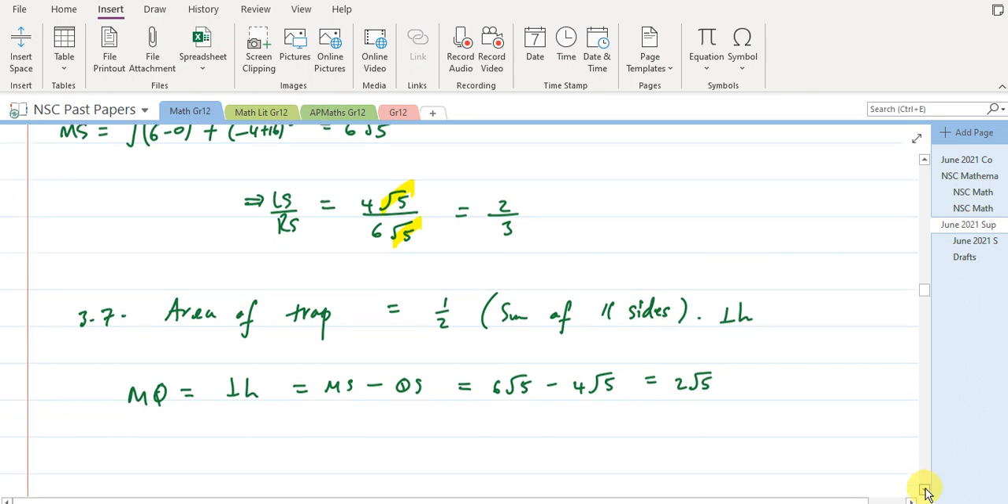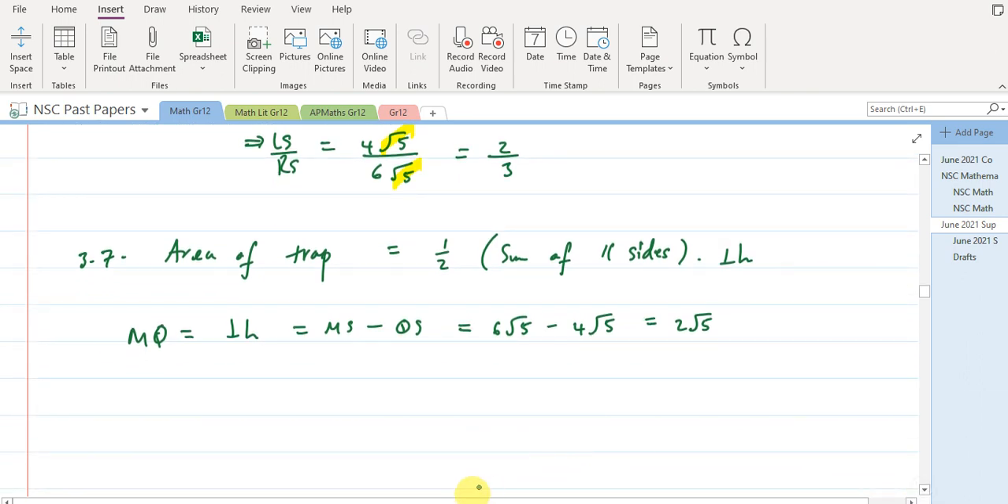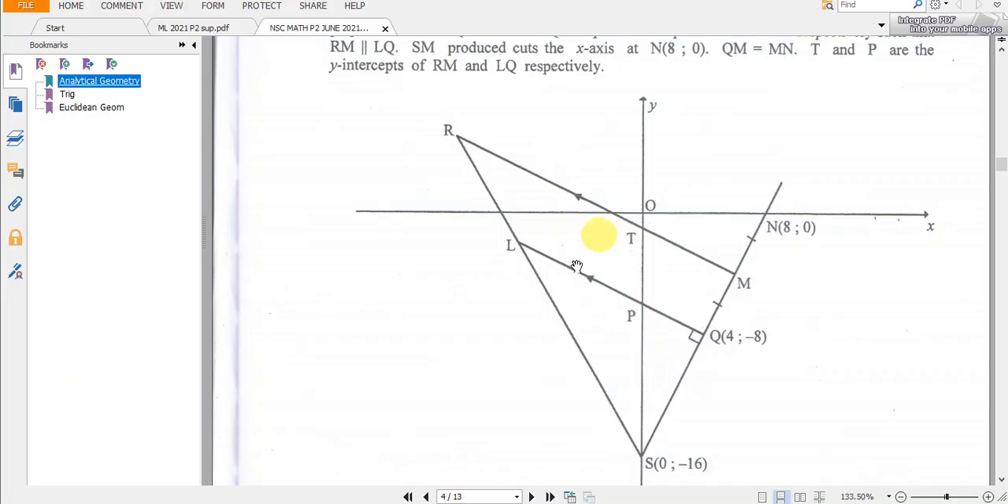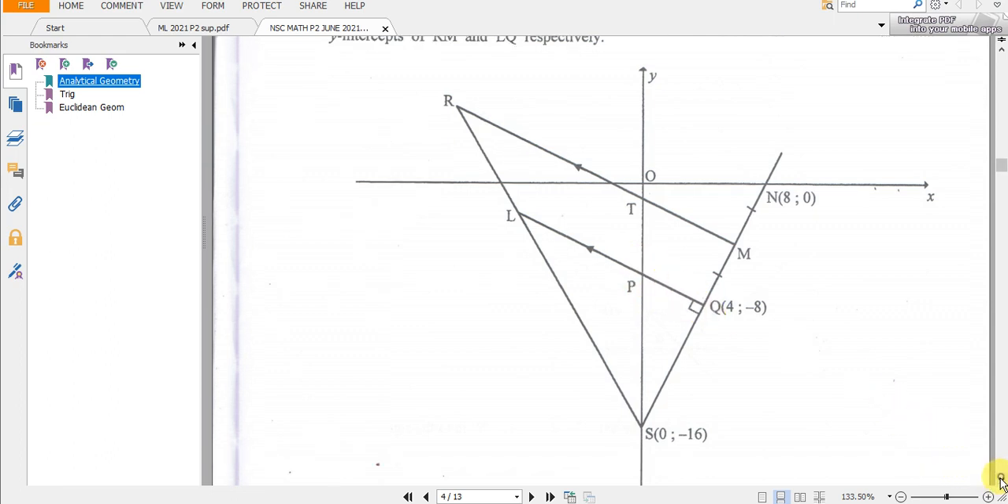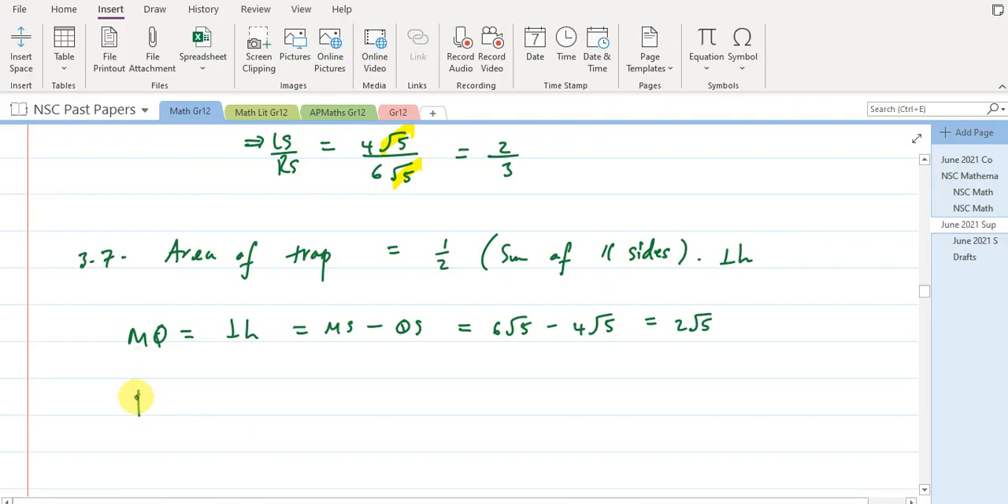Then what is the sum of parallel sides? You can look at the first side, which is PQ. So what's the distance PQ? Can we find the distance PQ? If we've got QS, oh yes, we can just use Pythagoras, or we can use the distance formula. Let's just use the distance formula for PQ because we have the coordinates of P.